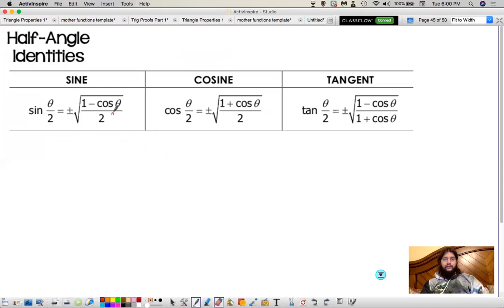Also, yes, it is possible to have a square root under a square root. I mean, think about it. If you're trying to find sine of, let's say, half of 45. Well, we know cosine of 45 is square root of 2 over 2, so if you plug that in here, you're going to have 1 minus square root of 2 over 2. Simplify that, and you're going to have a square root with a square root underneath it. That's perfectly fine.